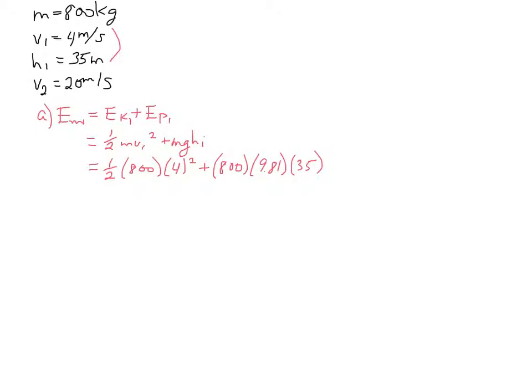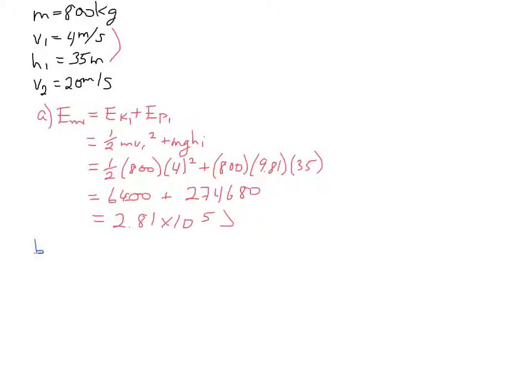When we multiply these all together, we have 6,400 for our kinetic energy, and we have 274,680 for our gravitational potential. When we add those together, we get 2.81 times 10 to the 5 joules.